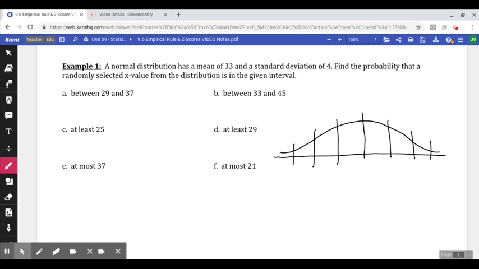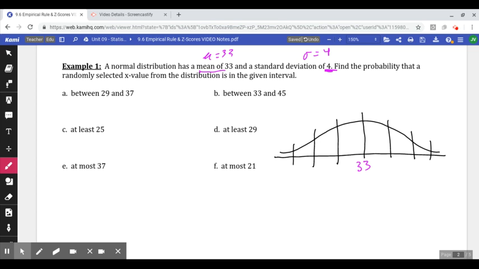So a normal distribution here has a mean of 33. I'm going to put that right in the middle, because that's exactly where the mean goes. Half the data lies to the left of 33 and half the data lies to the right. There's also a standard deviation of 4. You're going to want to know these two things: the mean is 33 and the standard deviation is 4. In the concept video, we didn't get a chance to use actual numbers, but now we are.